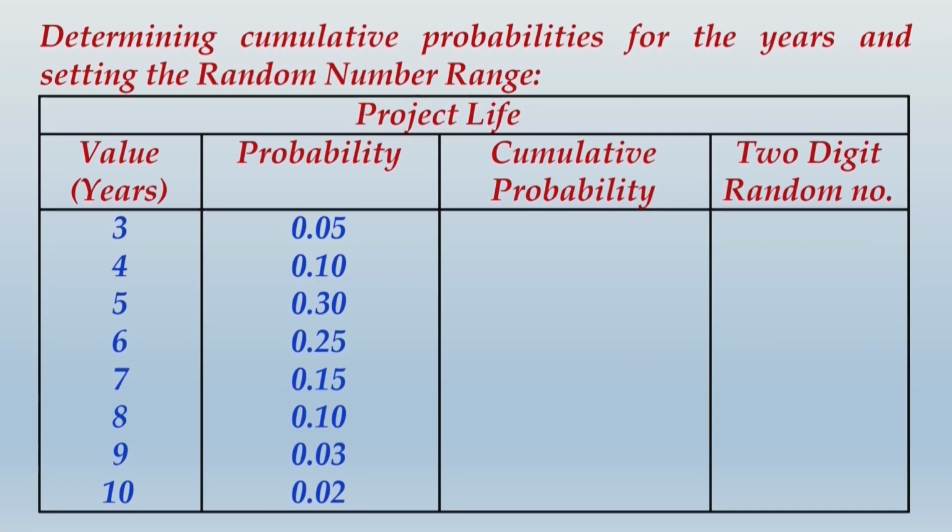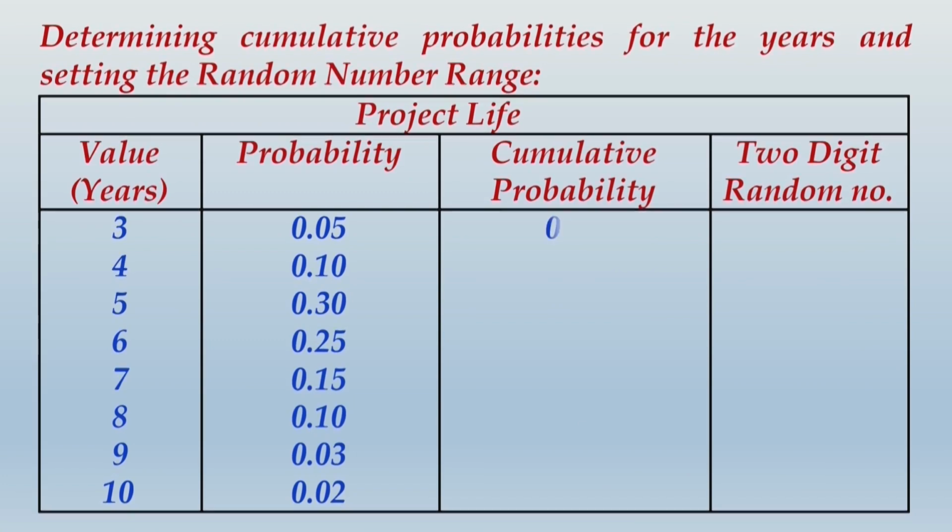These are the respective values given in terms of number of years, and the corresponding probabilities given in the question have been plotted. I'll give you maybe a couple of minutes to identify on your own what will be the cumulative probabilities and 2-digit random numbers over here. So find the range of random numbers. I am giving you a couple of minutes. Your time starts now. Alright friends, I have given you enough time to identify what would come over here.